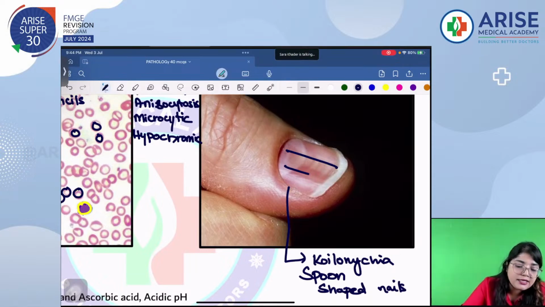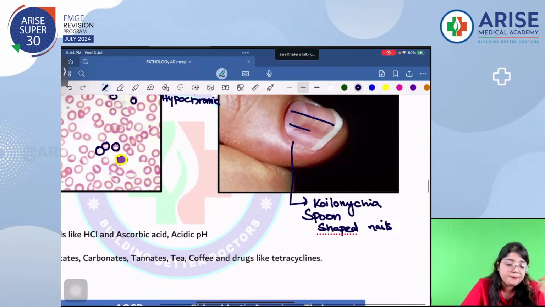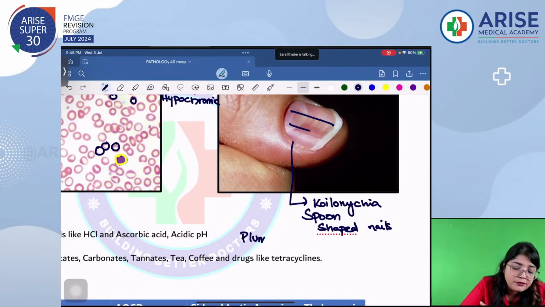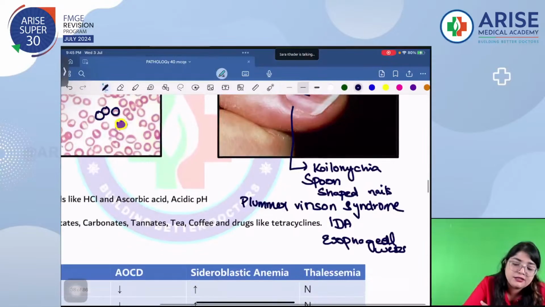And iron deficiency anemia, can anybody recall a syndrome that has koilonychia, iron deficiency anemia, esophageal webs, and one more? Can somebody recall that syndrome for me? Do you remember Plummer-Vinson syndrome? Can you tell me the triad of Plummer-Vinson syndrome? You have iron deficiency anemia, you have esophageal webs, and very good, dysphagia. Dysphagia because of the esophageal webs, and tell me one more.